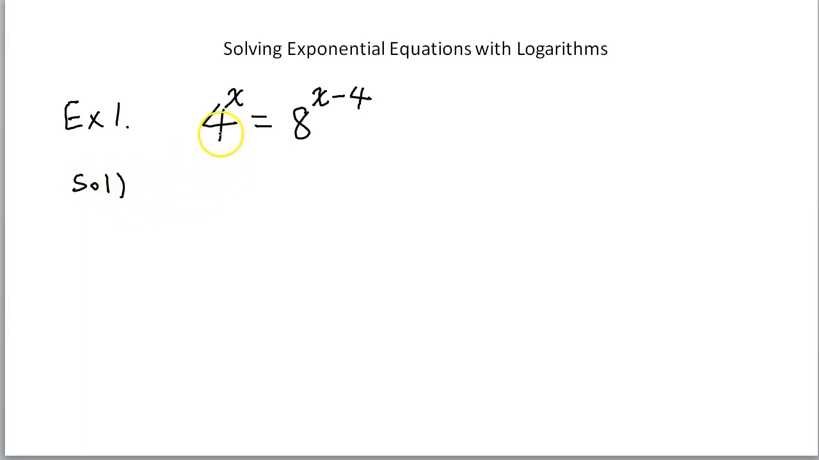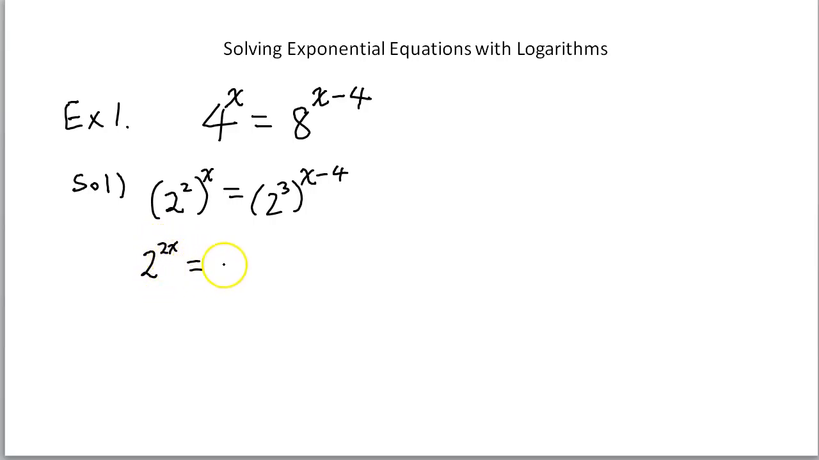You can see that 4 and 8 are both powers of 2, so you can rewrite 4 as 2 squared, and you can rewrite 8 as 2 cubed. And then the exponential rule is that if you have exponents like this, you multiply, so you get 2 to the 2x power, and 2 to the 3 times x minus 4.